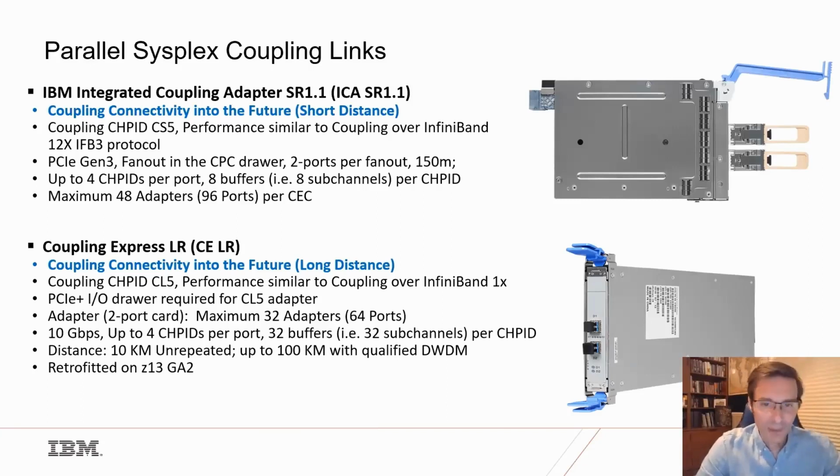Those have been replaced by the ICA SR 1.1 for short distances and the Coupling Express LR, or long reach, for long distances. And so using the Z15, these are the options that you have available to you when you're doing coupling links at short or long distances. So how does that play out if I'm using Z13s and Z14s and Z15s and they are coexisting within the same Sysplex? Stay tuned for the next slide.